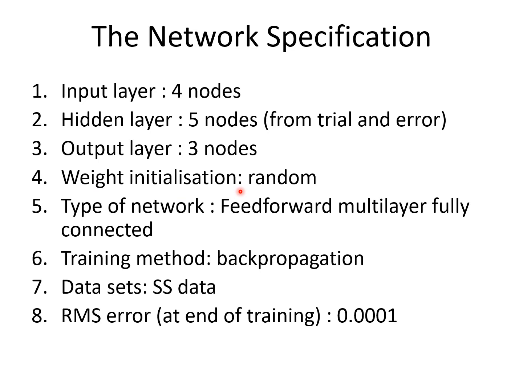Initialization normally uses random values. What type of network? The feed-forward multi-layer fully connected, where every node is connected to one another. The training method we use is backpropagation, and the data set we use is steady state. And what is the error we use to stop at the end of training? 0.001. So when we reach this, we say, okay, stop training, and then we validate it. And that's it.